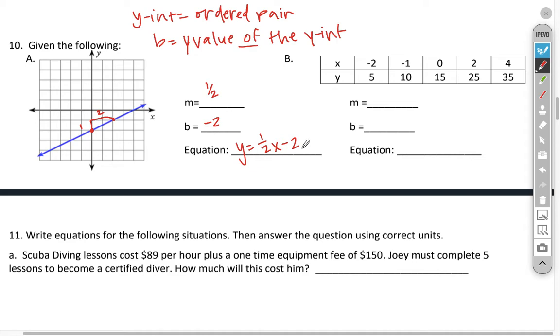Hopefully we remember how to find the slope of a table. If not, we subtract backwards. So 4 minus 2, 2 minus 0, 0 minus negative 1, and negative 1 minus negative 2. All of this is going to give us 4 minus 2, 2, 2 minus 0, 2. It brings 2 all the way down. And then on this side, we've got 35 minus 25, that's 10. 25 minus 15, that's 10. 15 minus 10, also 15 minus 10.